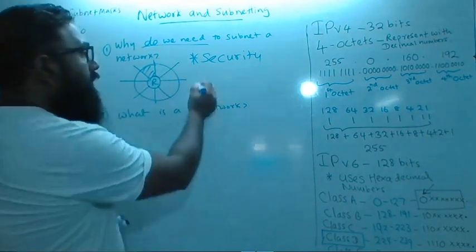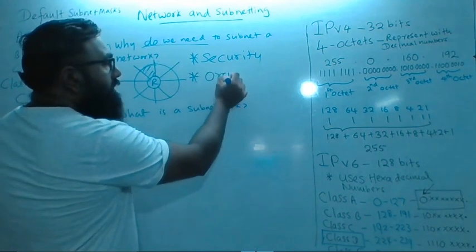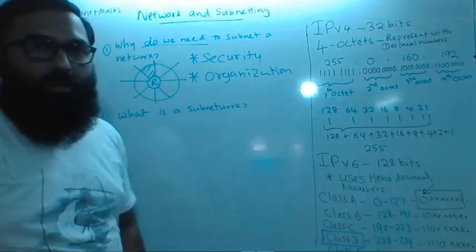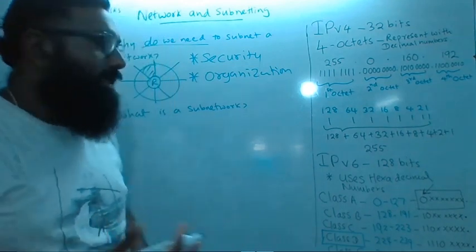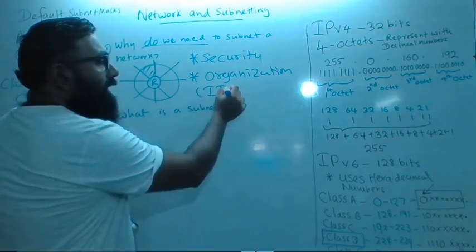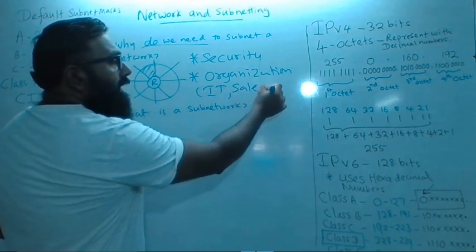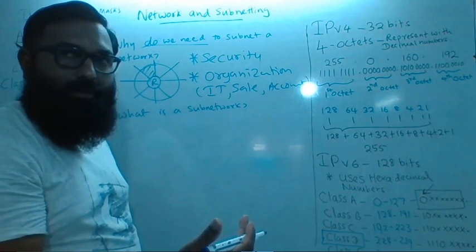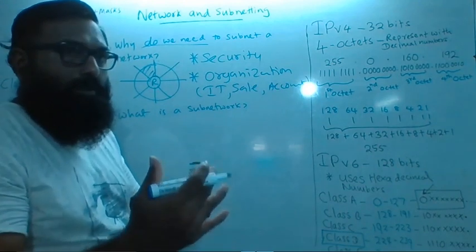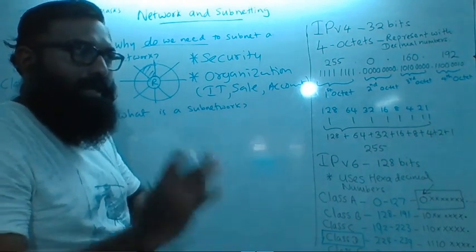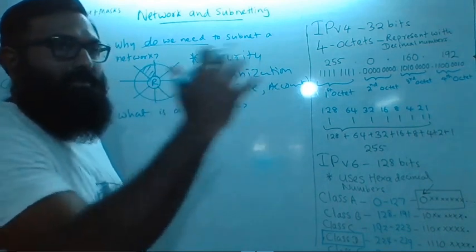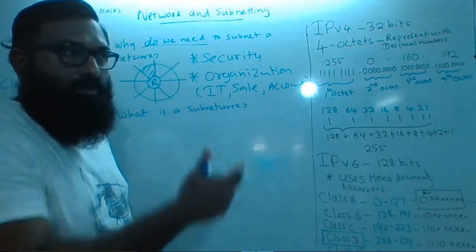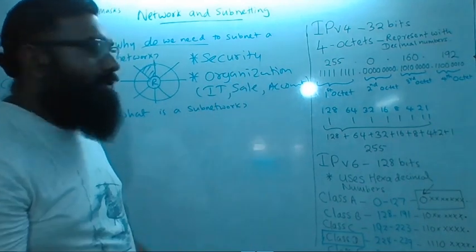Now when you think about the organization, what will happen? There can be an IT department, sales and accounts. Many departments can be there. We can create a small network and give it to the IT department. Then we can easily manage it and easily monitor it. So for the organization also, we need the subnetwork.